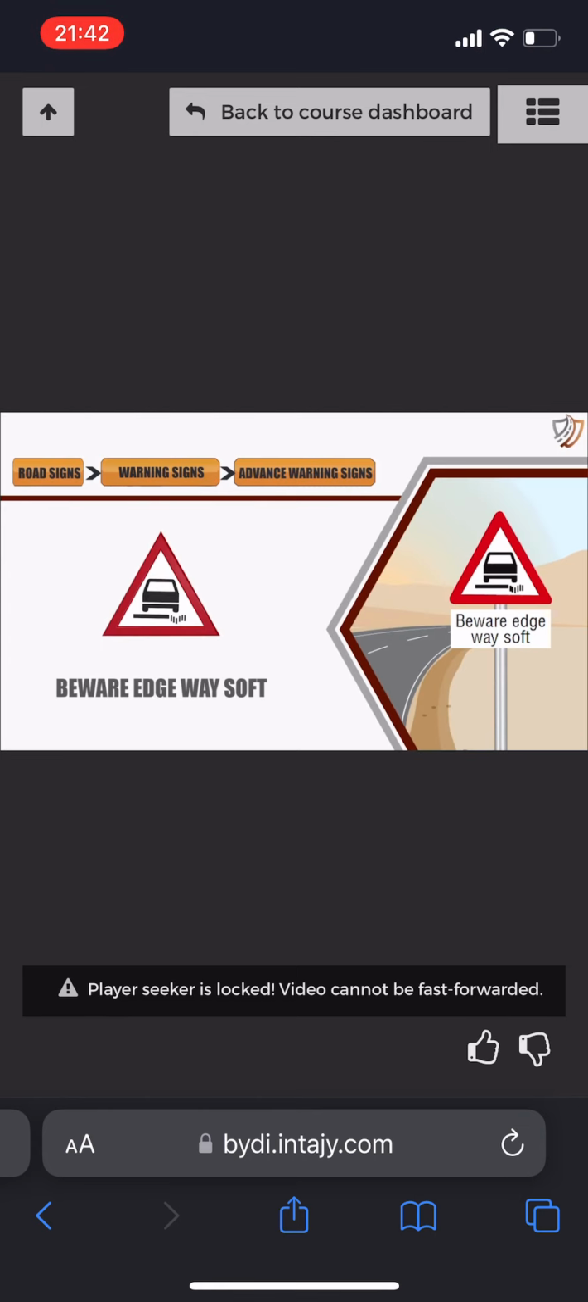Beware edge way soft. This sign warns the motorists that materials of the shoulders or verges are softer than they would be reasonably expected and may be a hazard to anyone wishing to pull off the roadway. It is located on the right side of the roadway at a distance in advance of the soft surface. Motorists need to avoid driving in this area, and if it cannot be avoided due to an emergency, take care to not get stuck.